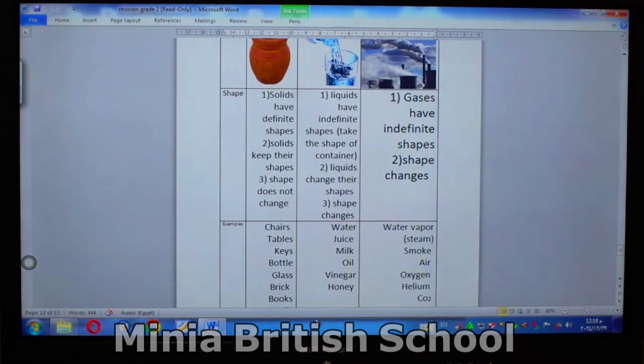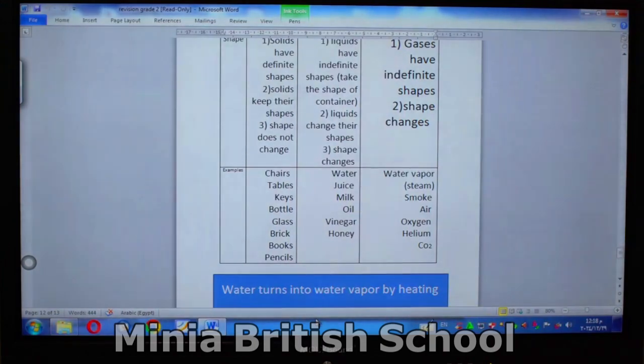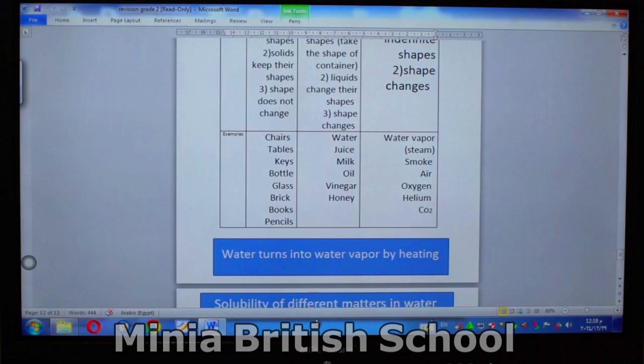Okay? Okay. Gas. Gases have indefinite shape. Gases change their shapes. Like water vapor, steam, smoke, air, oxygen, hydrogen, carbon dioxide, or CO2. Okay? Okay. Water turns into water vapor by heating.